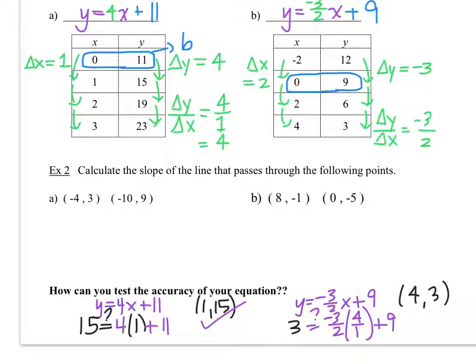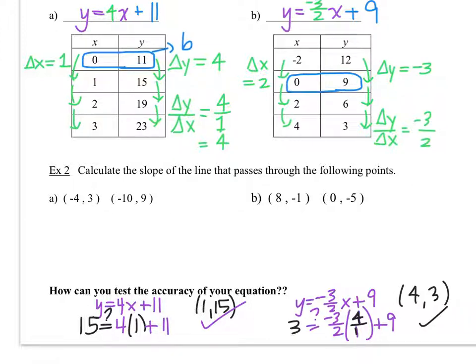And so if you look at your values there, if we multiply across in our fractions, negative 3 times 4 is negative 12, over 2 is negative 6, and then negative 6 plus 9 is 3. So again, I've tested that this one works out correctly. And so stay there with me.